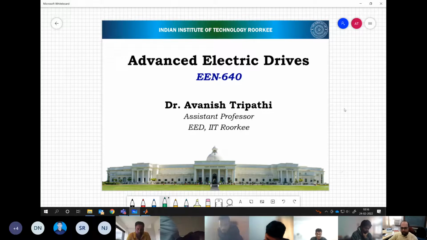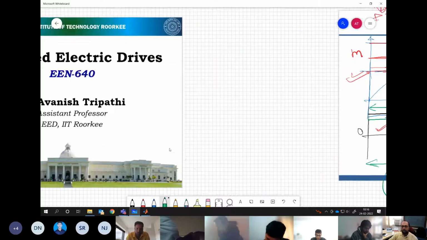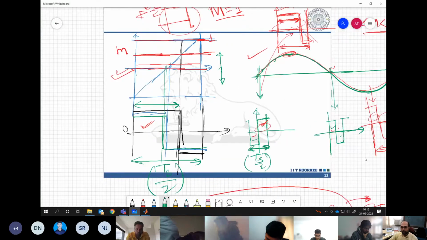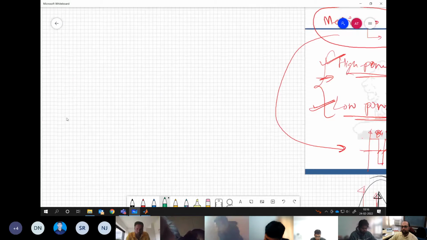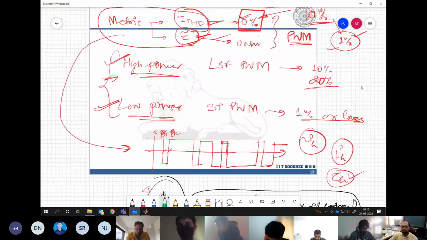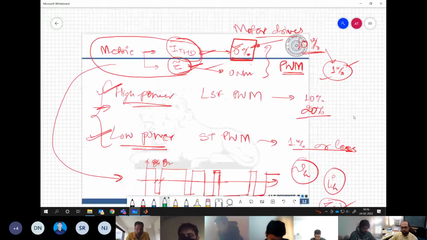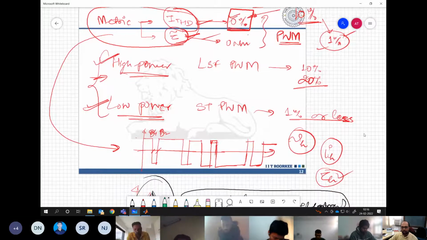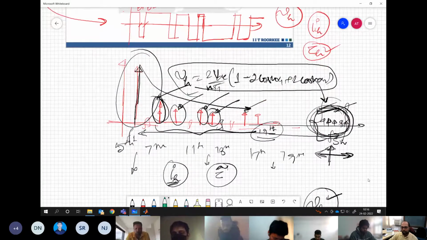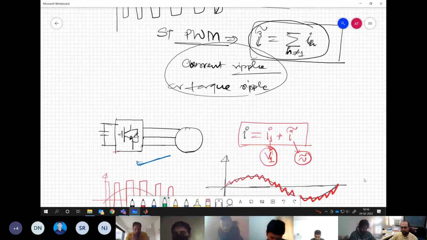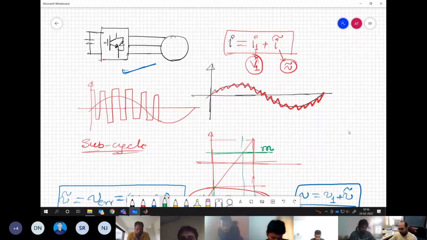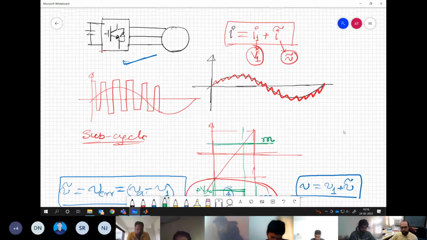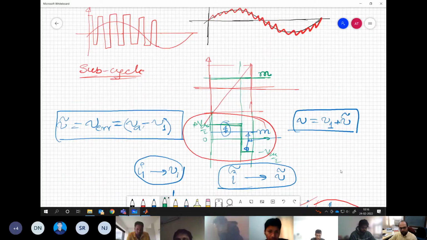Okay, so now we are doing analysis of the sine triangle PWM. We have understood a lot of things now. What we are trying to do is come up with the ripple current on the basis of what switching frequency we have and what the modulating signals are. On the basis of that, we are trying to understand how we can estimate the current ripple coming in the system.